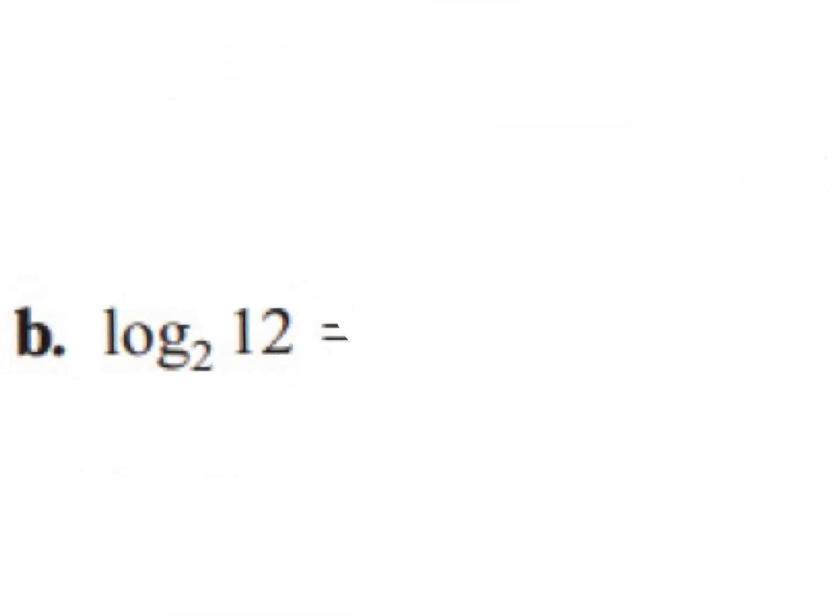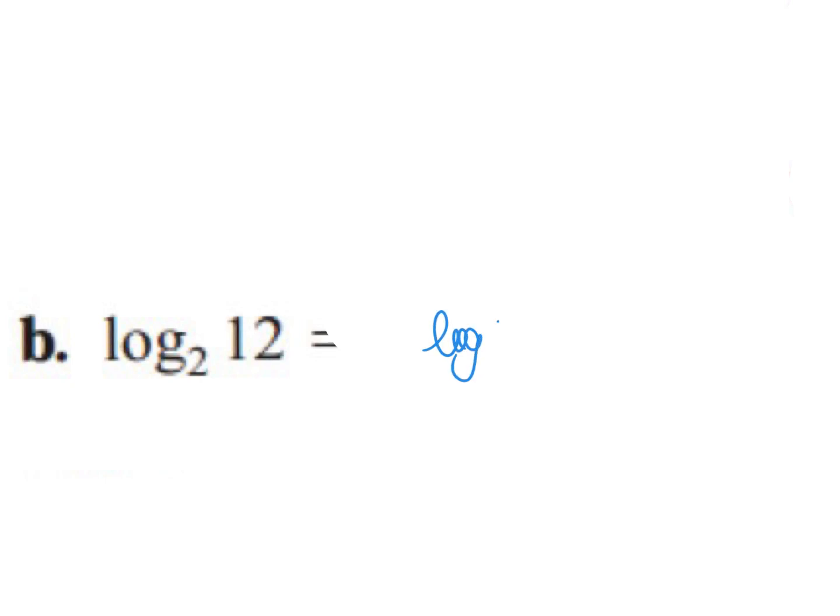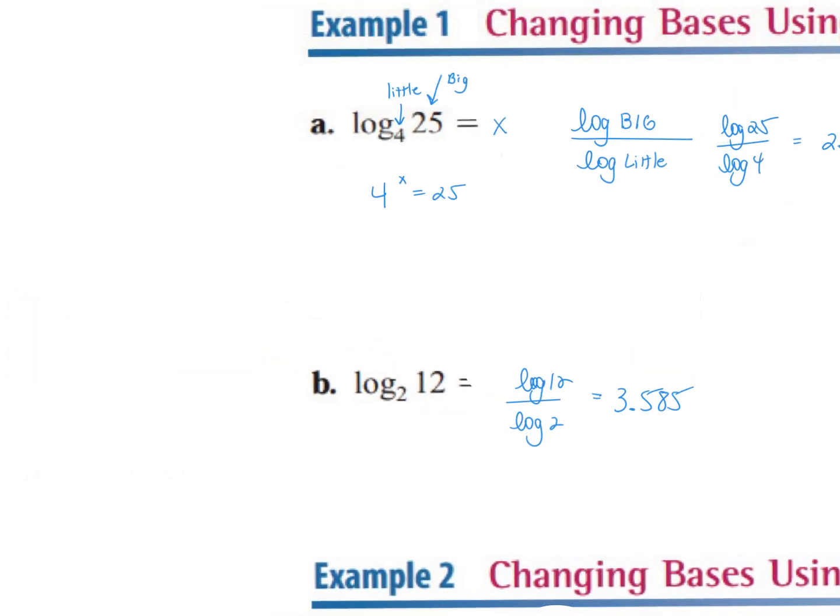So how would you write this one? Log 12 divided by log 2. Perfect. What do you get? 3.585. Okay. Super simple. You're going to need that when we go to solving.